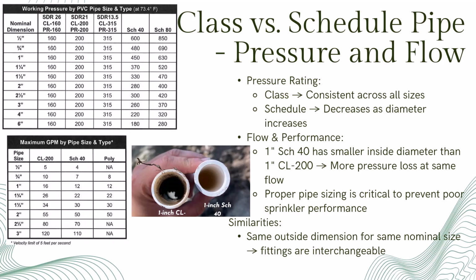Now, something you might not think about right away is flow capacity. A 1-inch Schedule 40 pipe actually has a smaller inside diameter than a 1-inch CL200 pipe. That means if you run the same flow rate, say 15 gallons per minute, you'll have more pressure loss in the Schedule 40 pipe. This is why proper pipe sizing is so important. Too much pressure loss can cause sprinklers to underperform. Finally, one similarity, both class and schedule PVC pipe have the same outside dimension for the same nominal size. That means a 1-inch fitting will work on 1-inch Schedule 40, Schedule 80, CL160, or CL200.